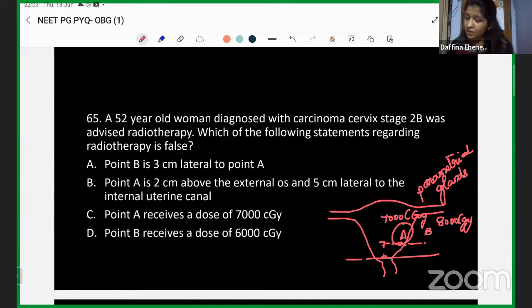Okay, so what is the question? Which of the following statements regarding radiotherapy is false? Point B is 3 centimeter lateral to point A. Yeah, if this is 2 centimeter and this is 5 centimeter, obviously B is 3 centimeter lateral to point A. So that is true.